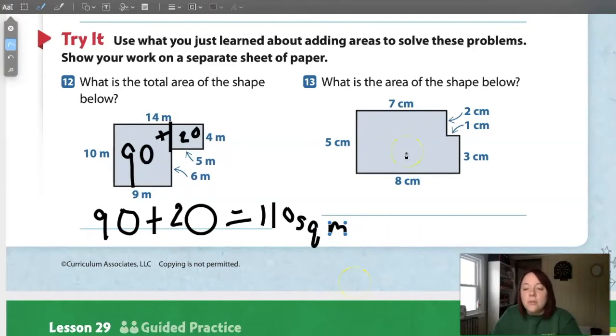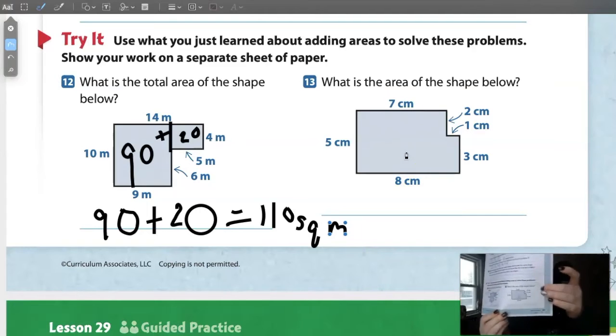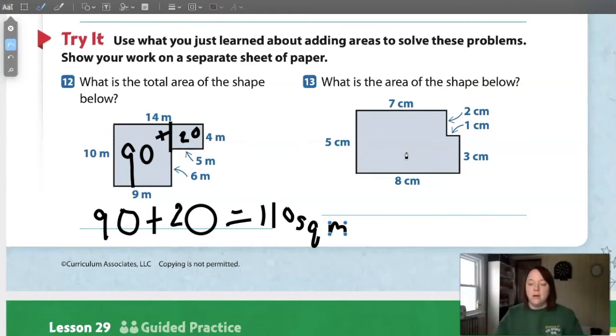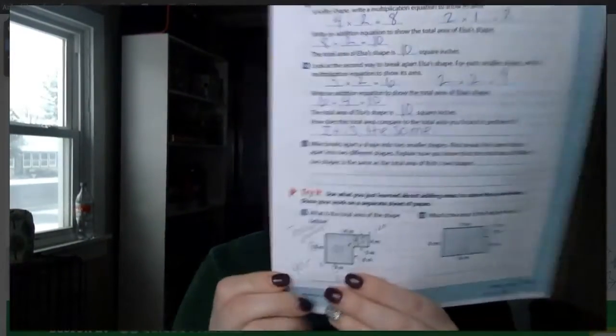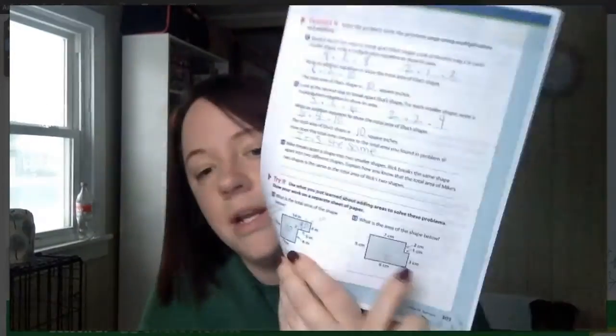Okay, now number 13. I did not do it on my paper because I wanted to show you how to do it on my whiteboard, doesn't matter which. So I'm going to make my screen show just me, so you can see it a little bit better. Okay, now we're working on this one right here.